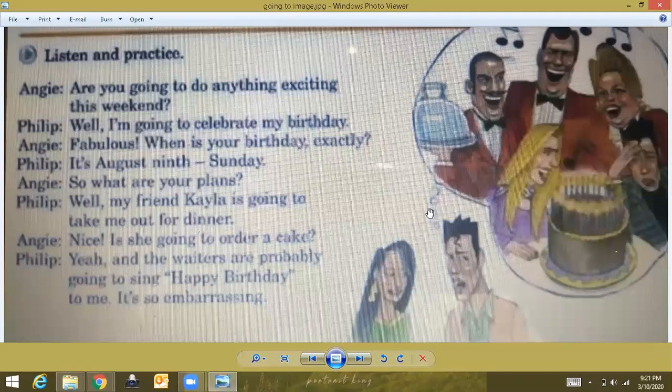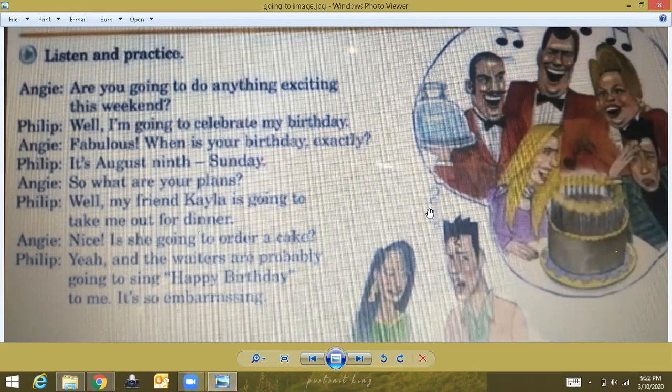Lights, camera, action. Are you going to do anything exciting this weekend? Well, I'm going to celebrate my birthday. Fabulous. When is your birthday exactly? It's August 9th, Sunday. So, what are your plans? Well, my friend Kayla is going to take me out for dinner. Nice. Is she going to order a cake? Yeah. And the waiters are probably going to sing happy birthday to me. It's so embarrassing.